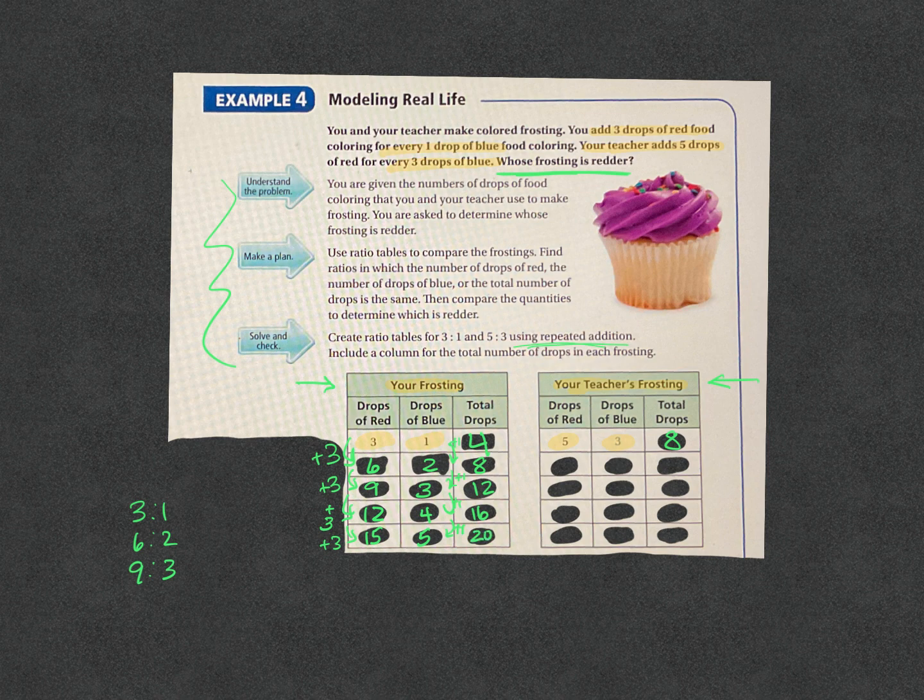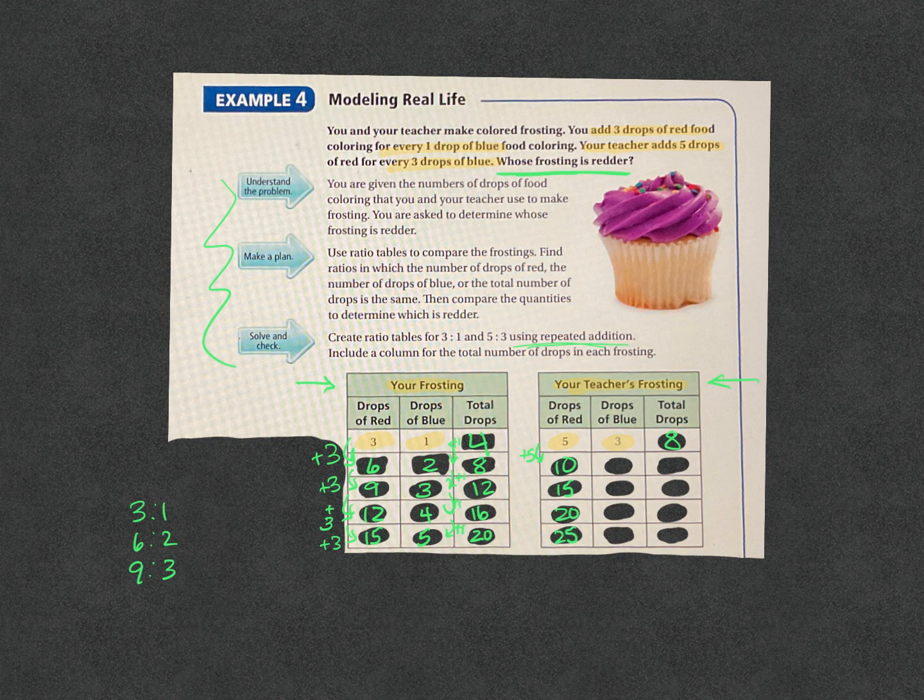All right, I'm going to go back over here now, and I'm just going to do the same thing. We'll go by 5s. So plus 5. 5 plus 5 is 10. 10 plus 5 is 15. 15 plus 5 is 20. And 20 plus 5 is 25.